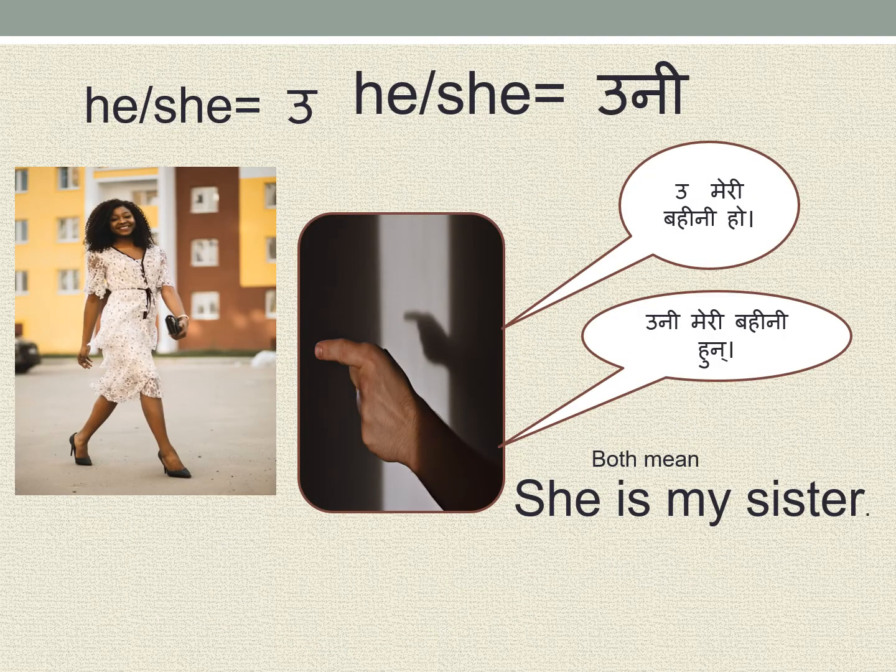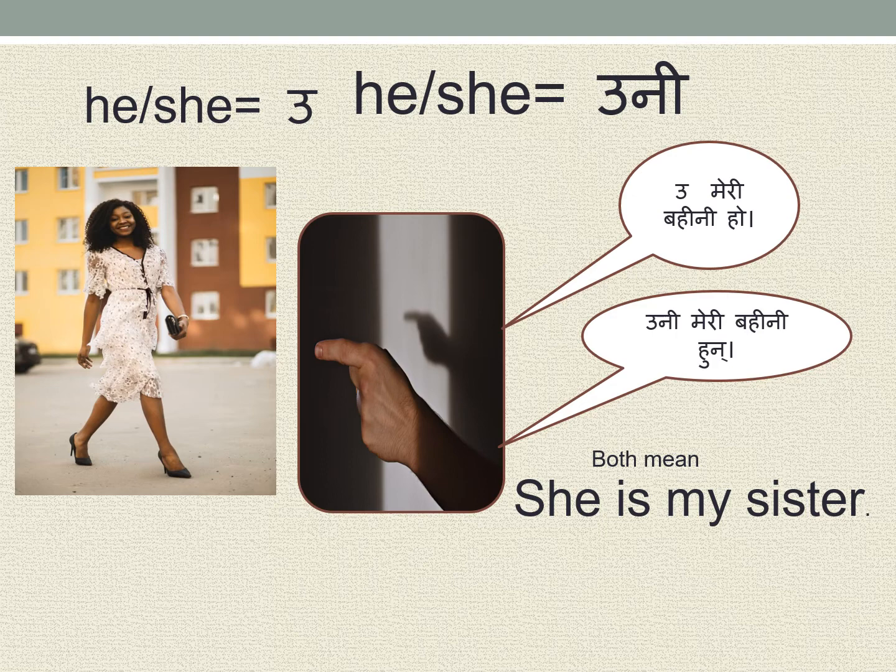U, which means he or she, casual form, you can use for your younger siblings, children, and friends. U is used to indicate whoever is being talked about. You might be able to see that person while talking, or the person might not be present in the current situation. Either way you can use it.